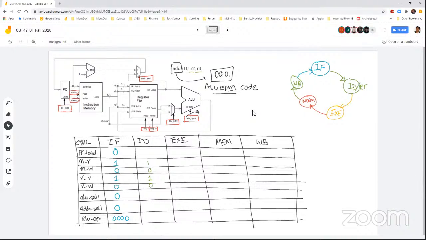PC load, definitely I don't want to change at this point. ALU selection and all these stuff are immaterial, don't care. So I put a 0, safest value.